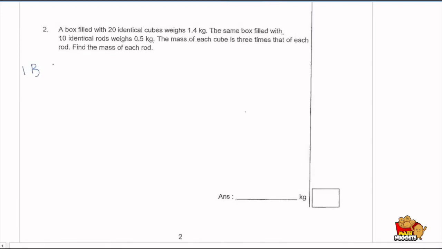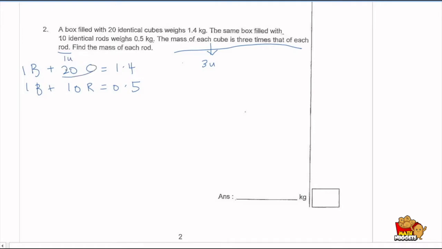Question 2. 1 box with 20 cubes weighs 1.4 kg. The same box with 10 rods weighs 0.5 kg. The mass of each cube is 3 times that of each rod, meaning 1 cube is 3 units and 1 rod is 1 unit.